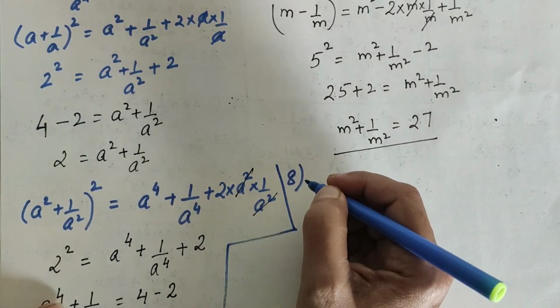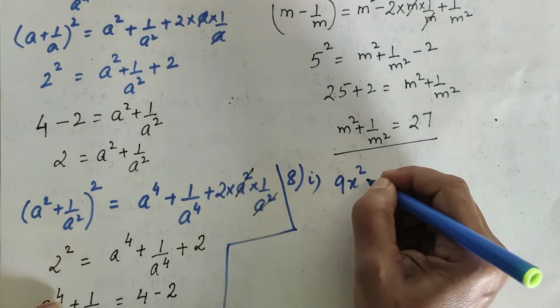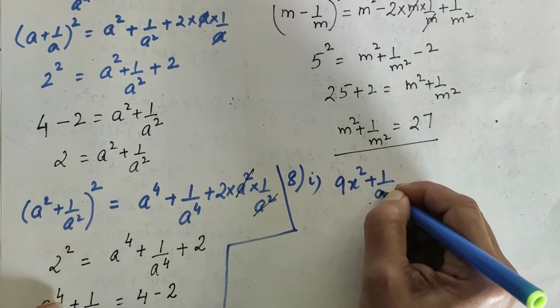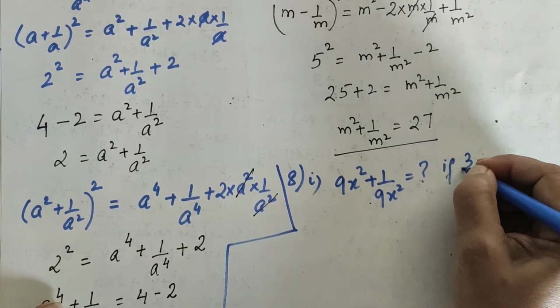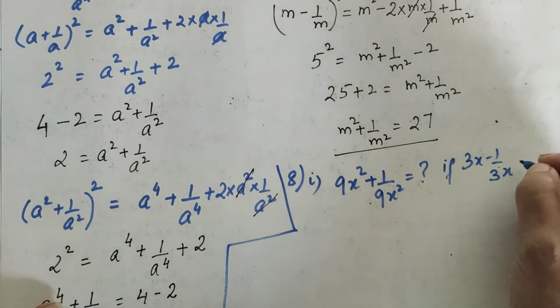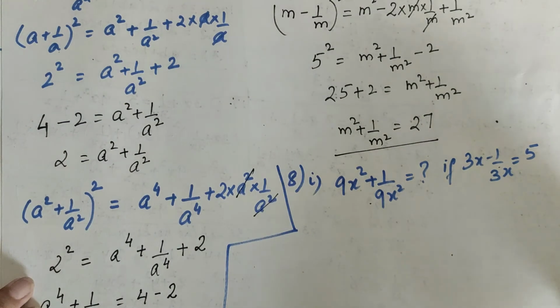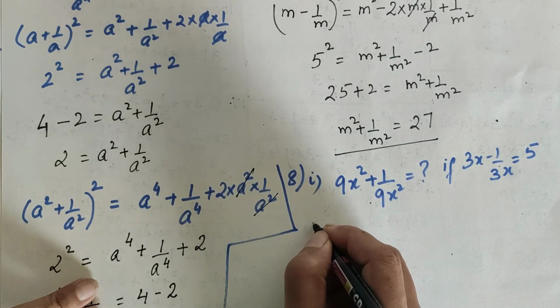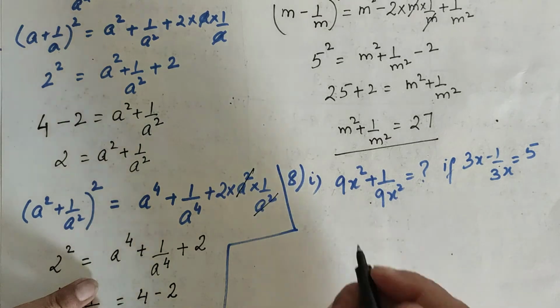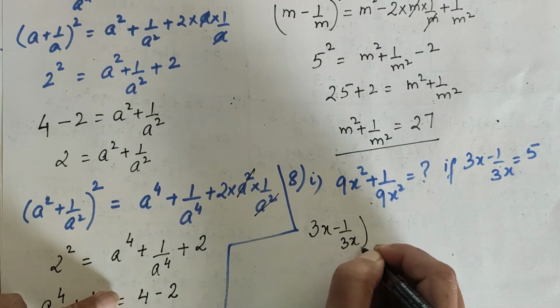Next question, I am doing question number 8, part 1. We have to find 9x square plus 1 upon 9x square when the given thing is if 3x minus 1 upon 3x is equal to 5. All the questions, if you notice, are the same type. You are applying only the expansion formula, the identities, and you keep solving it. Only to identify the identity is the important thing. There you should not go wrong. And in applying the expansion of the identity, you should not go wrong. So 3x minus 1 upon 3x the whole square.